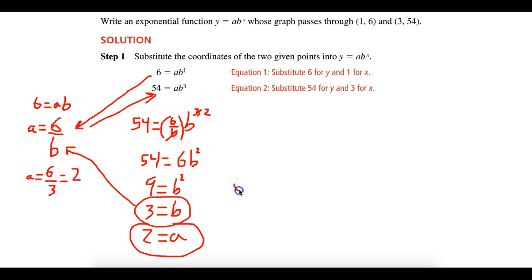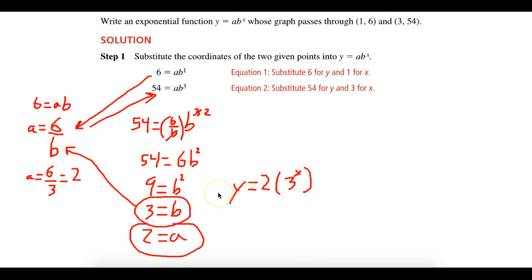What this means is that we have now found our values for our function. So we plug them back into our standard form. So y equals a, which is 2, times, let's put our base in parentheses here, 3 to the x power. So again, 2 is our constant, 3 is our base, and x is our exponent. So that's how we get an equation given 2 points. We create a system, plug these values in, and using substitution, solve for our 2 unknowns, and plug them back in.